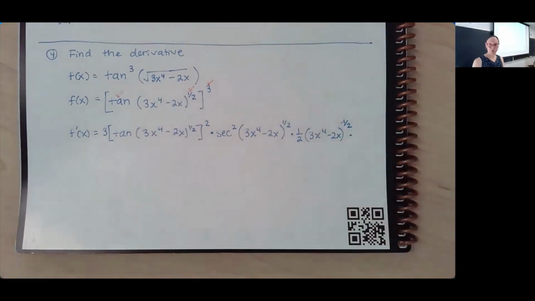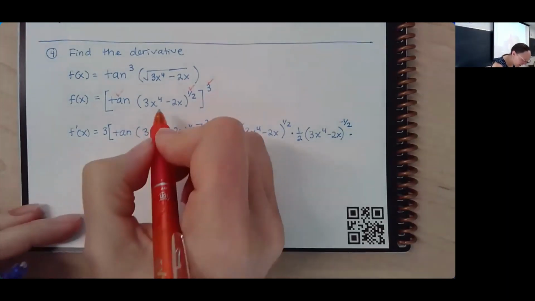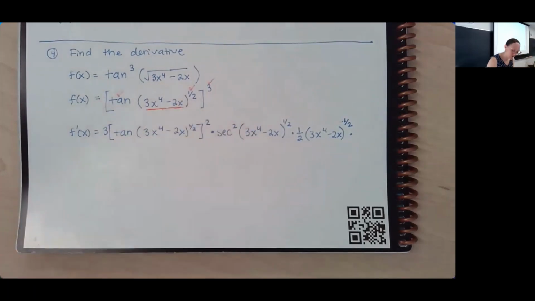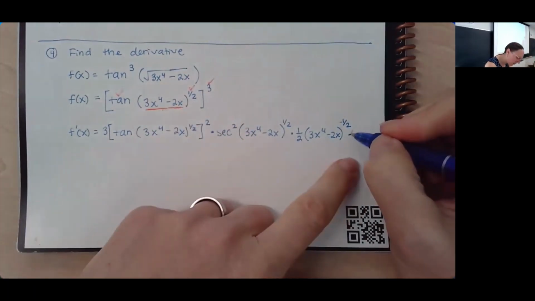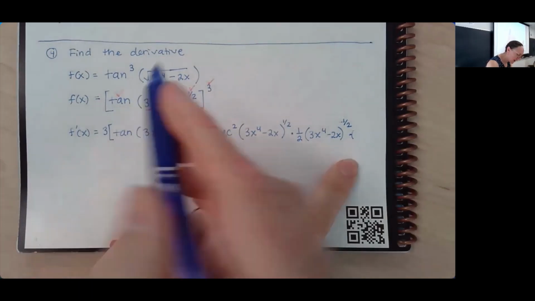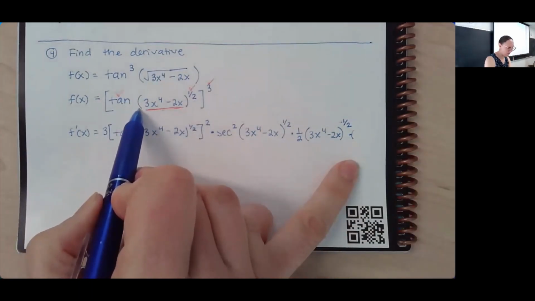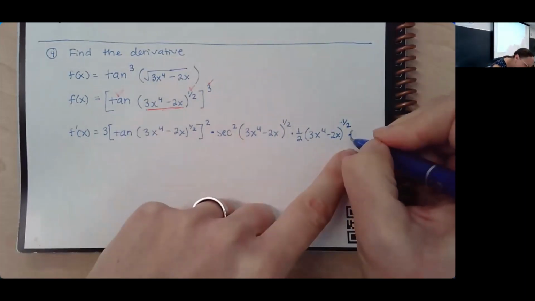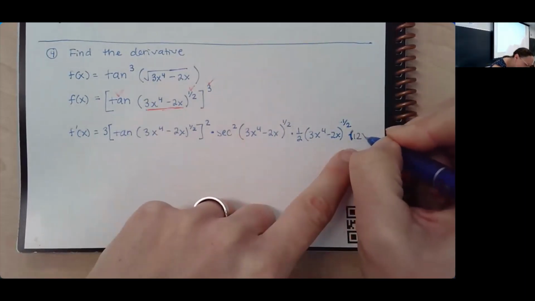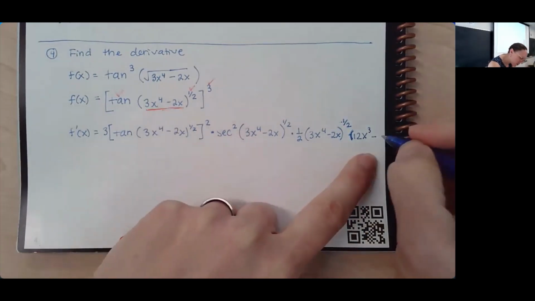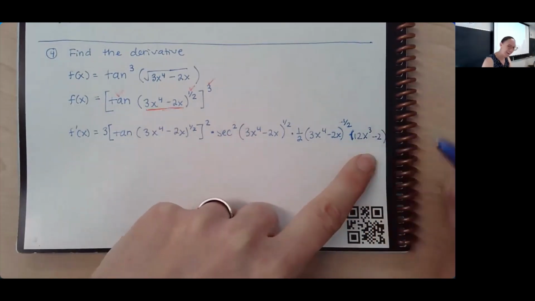Now I'm ready to take the derivative of what's all the way on the inside of the function here. And that's that 3x to the 4th minus 2x. That's the last thing I'm going to take the derivative of. Derivative of 3x to the 4th, I'll bring that 4 down. 4 times 3 is 12. Subtract 1 from the exponent, so I'll have 12x cubed. Derivative of negative 2x is just going to be negative 2. And I'm done.